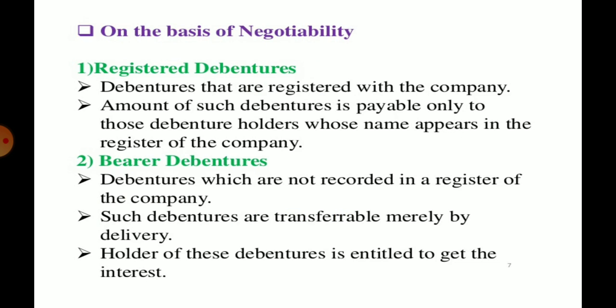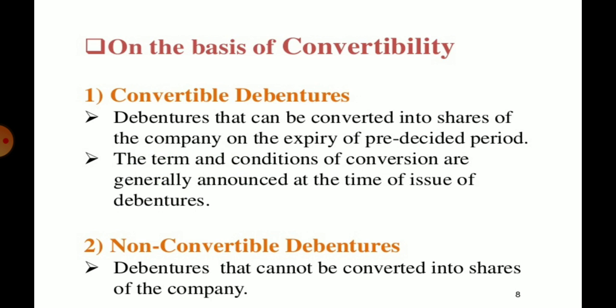On the basis of negotiability, registered and bearer: the debentures which are registered with the company, their amount is noted down in the register of the company and whose name appears in the register of the company. But the bearer debenture is not recorded in the register of the company, and such debenture can be transferred merely by delivery. The debenture holder is entitled to get the interest.